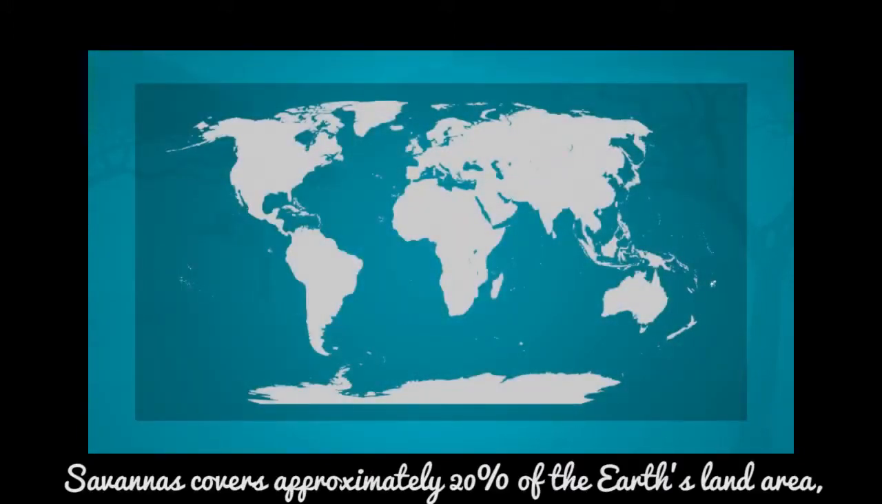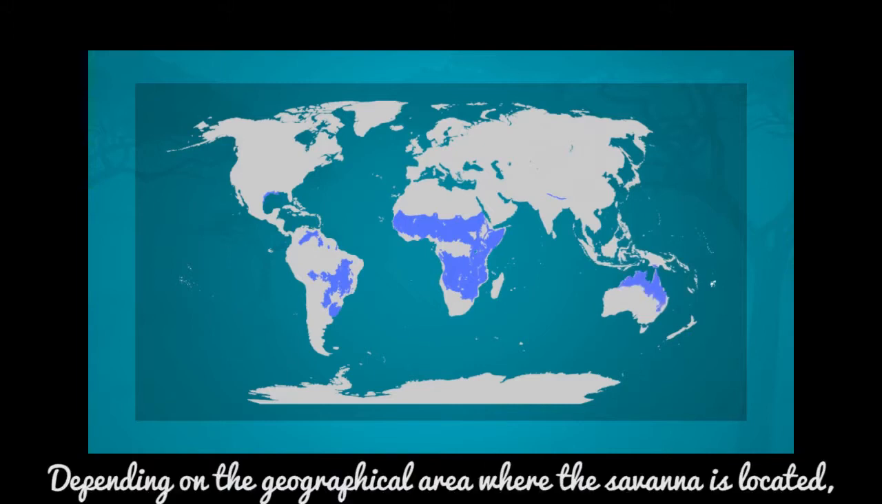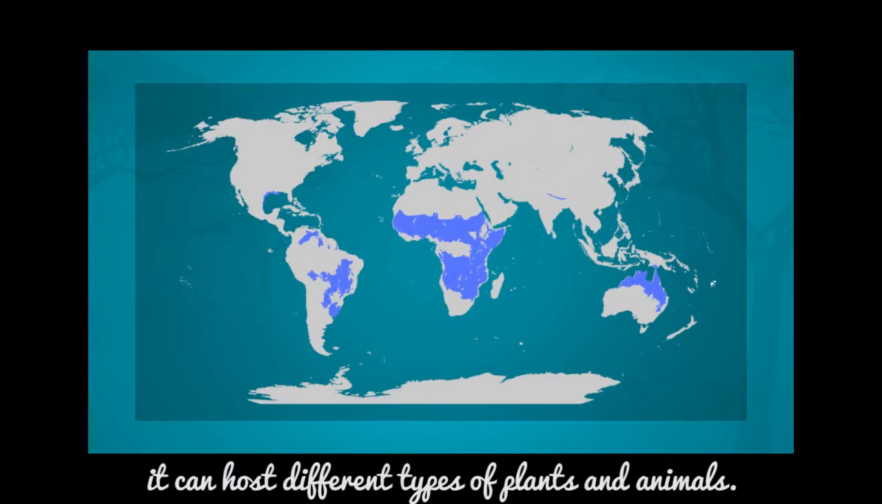Savanna covers approximately 20% of the Earth's land area, extending into parts of Brazil, Equatorial Africa, Madagascar, parts of India, and Australia. Depending on the geographical area where the savanna is located, it can host different types of plants and animals.